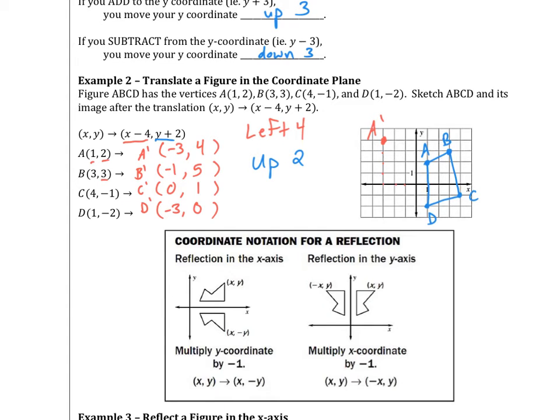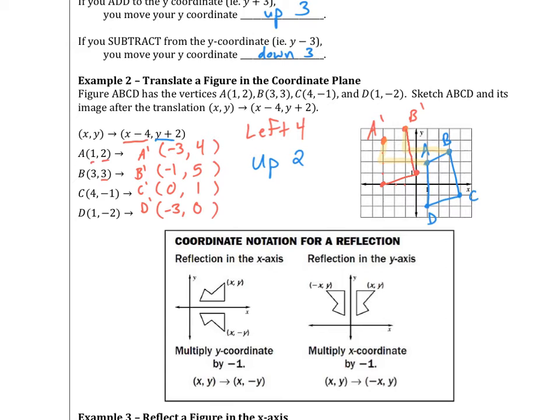If you check that, it's going to be left 4. So I'm going to use my highlighter. Left 1, 2, 3, 4, up 2. Okay, let's do B prime. B prime is negative 1, 5. If you check that, this is to the left 1, 2, 3, 4, up 2. C prime is 0, 1. And D prime is negative 3, 0.